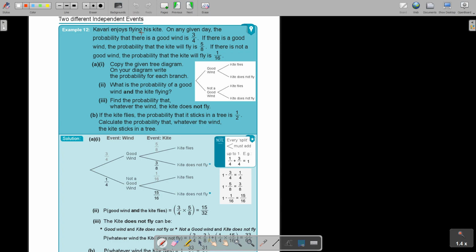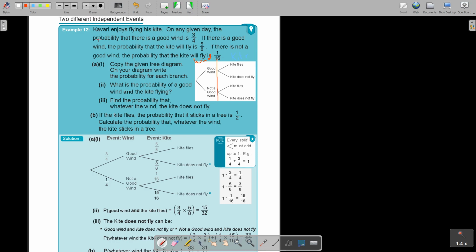So Kavari enjoys flying his kite. On any given day, the probability that there's a good wind is 3/4. So this first one is the wind, and it's either good or not good. The second one is about the kite, and either the kite flies or it doesn't fly. If you put fly on top, put fly on top here. And now just start filling it in.